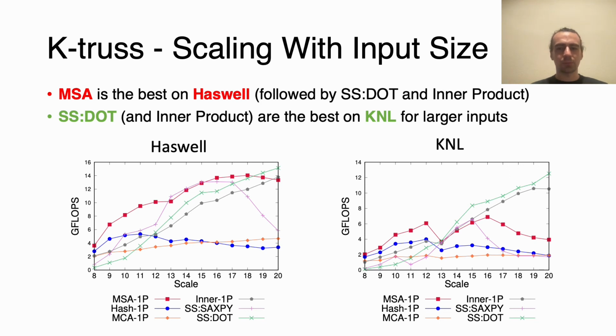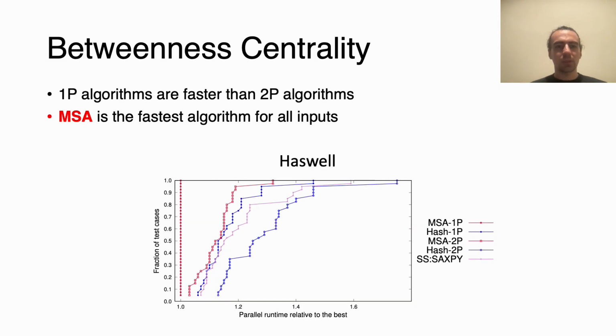The last application that we implemented is betweenness centrality, and we can again see that one-phase algorithms are faster than two-phase algorithms, and we can also see that MSA is clearly the winner in this case. It is the fastest algorithm for all matrices that we use as inputs.